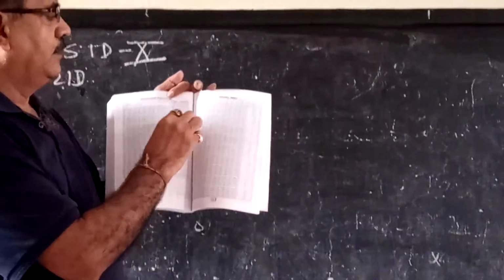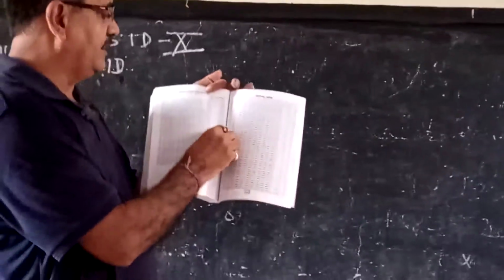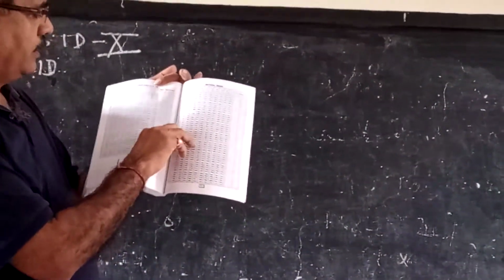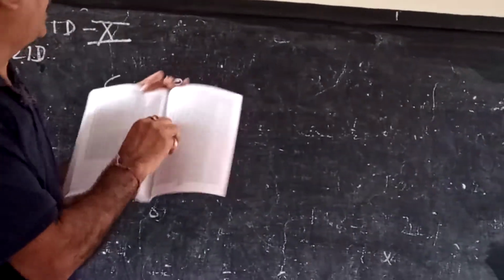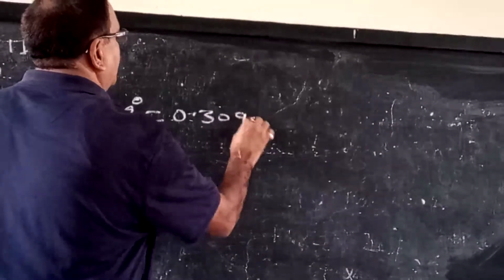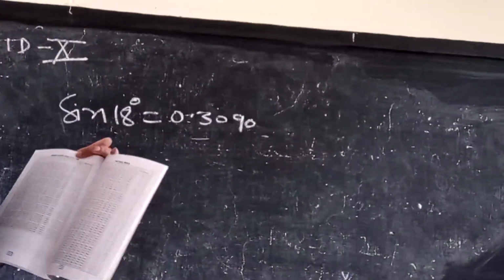It is mentioned. But you have to find the sine 18 degree. 18 degree you will see in the 0 column. What is the value of the 0 column? 0.3090. This is the value of sine 18 degree.